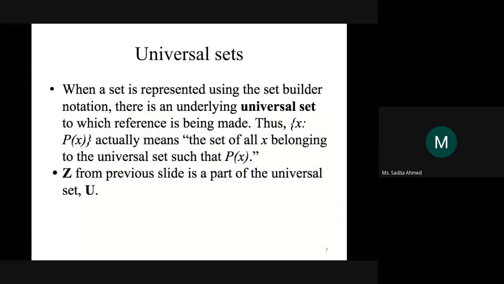However, even if it's not mentioned, we still have the idea of a universal set, the original idea of a universal set. How do we define a universal set? The universal set basically contains anything and everything in this entire universe. You, me, the number 6, everything. Okay, that's the universal set. So when we say x such that p(x), that actually means the set of all x belonging to the universal set such that p(x). Okay. Example.